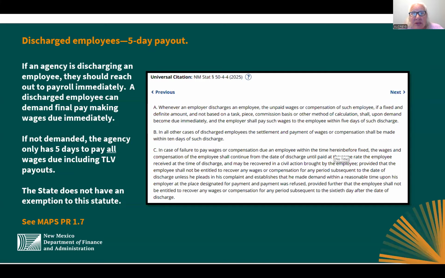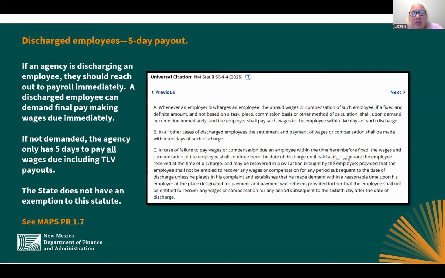So the Labor Department does not care if you're in another town, if you're in another state, if you're in another country. The 5-day rule applies across the board, regardless. It is up to the employer to ensure that they have met that 5-day requirement.